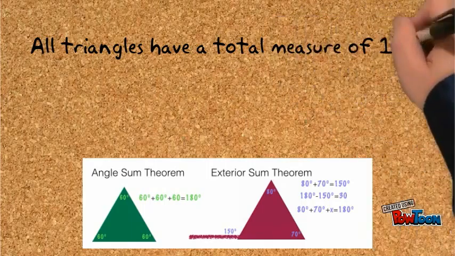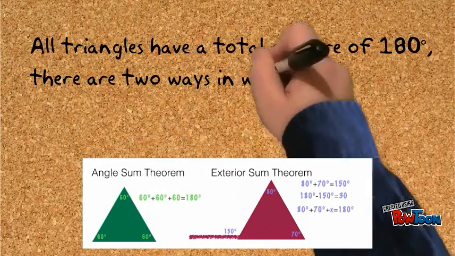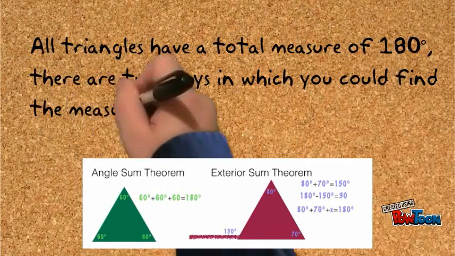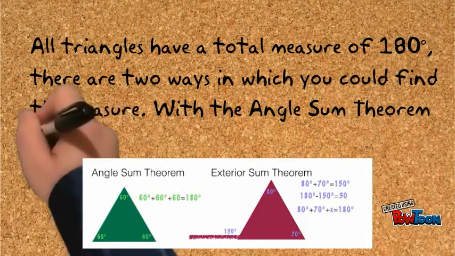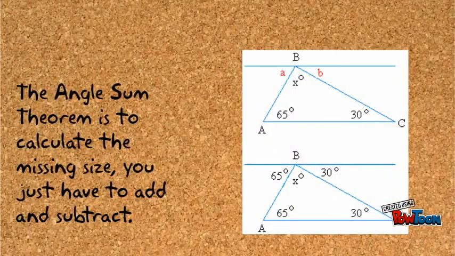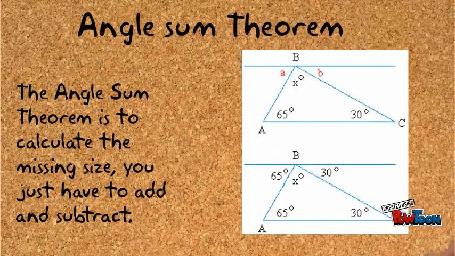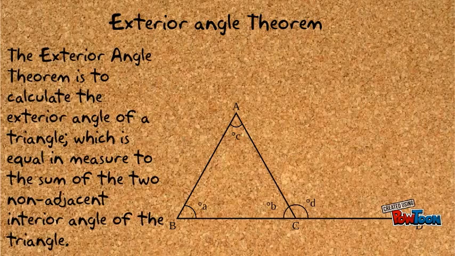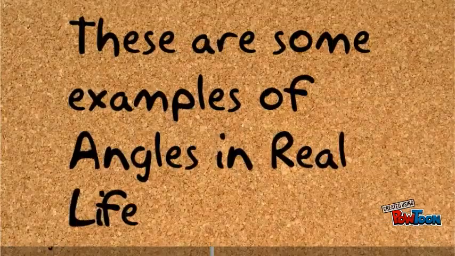All triangles have a total measure of 180 degrees. There are two ways in which you could find the measure, with the angle sum theorem and the exterior angle theorem. The angle sum theorem is to calculate the missing angles. You just have to add and subtract. And the exterior angle theorem is to calculate the exterior angle of a triangle, which is equal in measure to the sum of the two non-adjacent interior angles of the triangle.